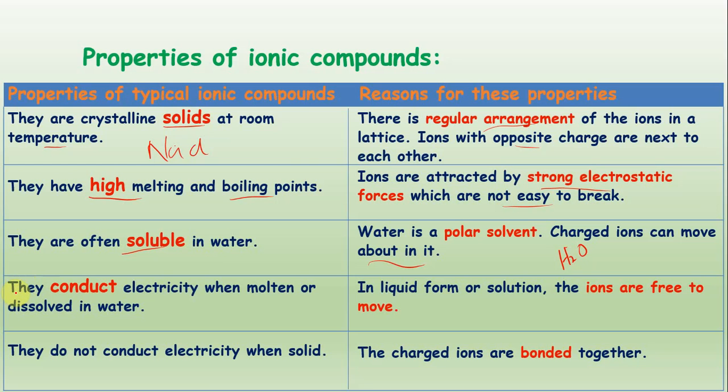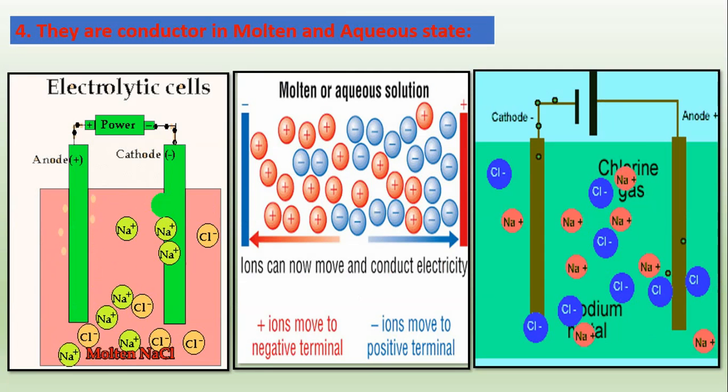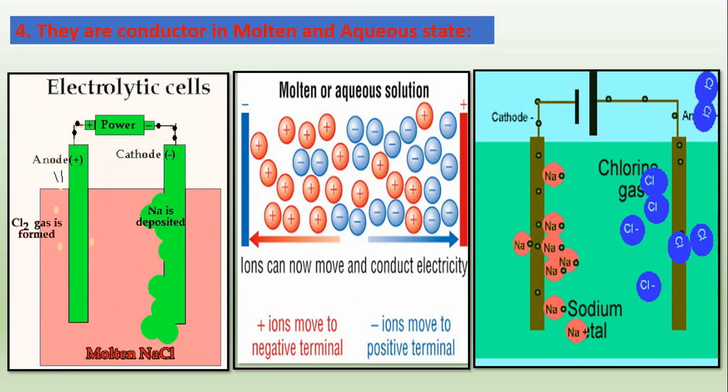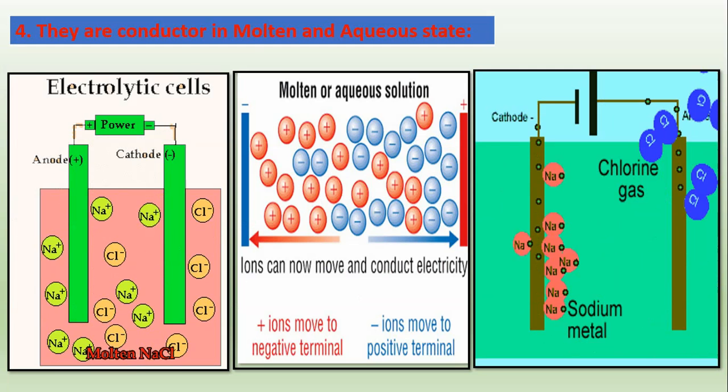Now the second last point is that they can conduct heat and electricity when molten or dissolved in water. Molten means you just heat it, then it will be melted, so this condition is called molten. And when you dissolve in water, this will be an aqueous solution, because you have dissolved it in water. So why are they conductors? Because in liquid form or solution, the ions are free to move. When the ions are free to move, that is the reason they can conduct heat and electricity. Look at the diagram for this one. Their ions are free, and that is the reason they will conduct heat and electricity.